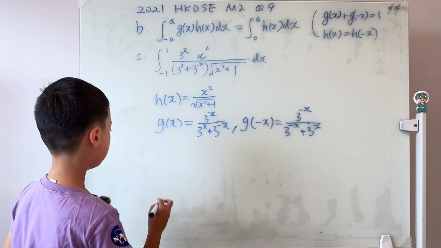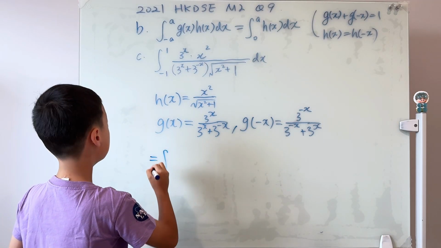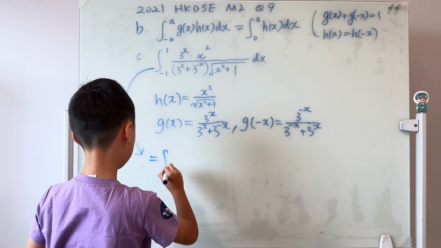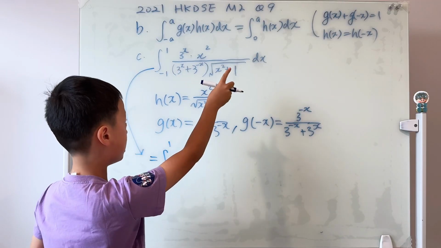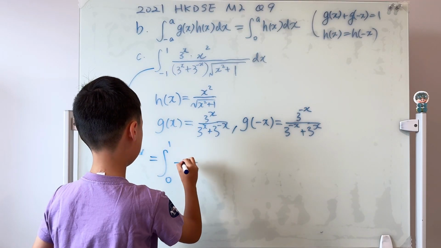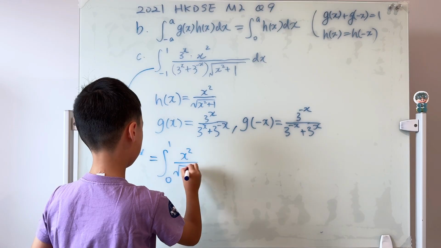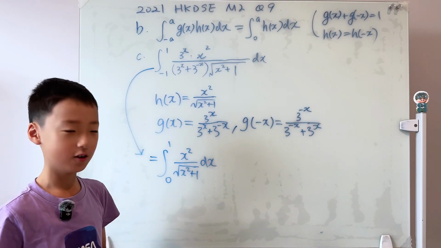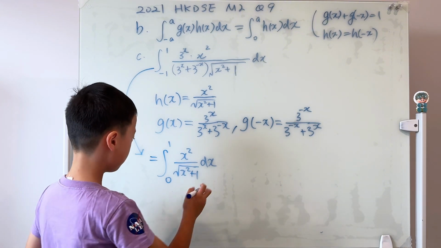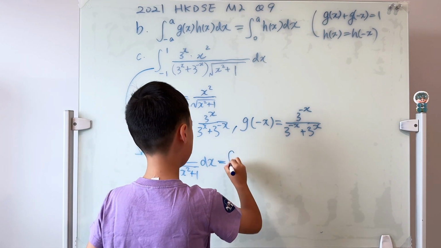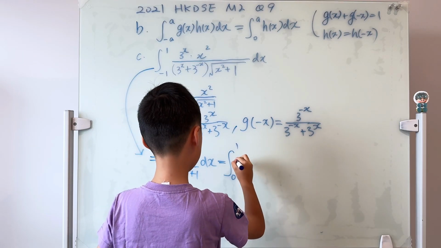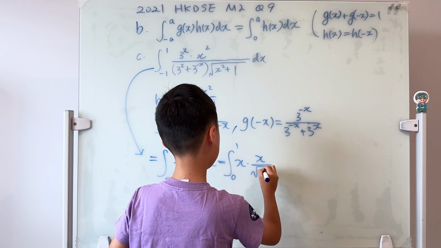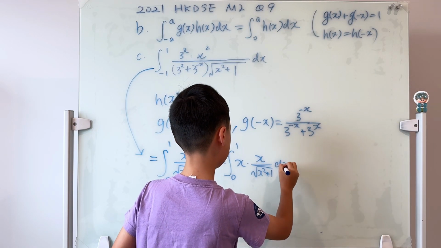So if we use the formula, then it will be equal to the integral from 0 to 1 of h of x, which is just this, x squared over square root x squared plus 1 dx. From here, we can use integration by parts. So I will change this integral into the integral from 0 to 1 of x times x over square root x squared plus 1 dx.